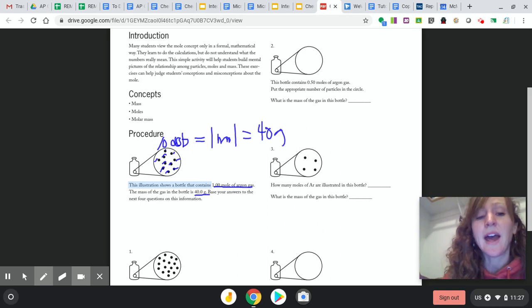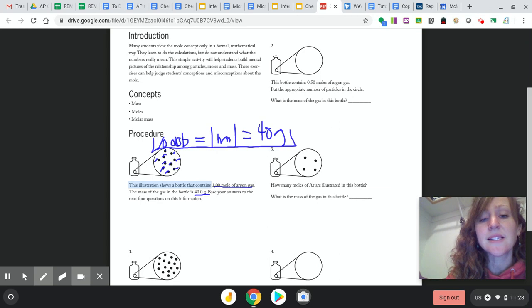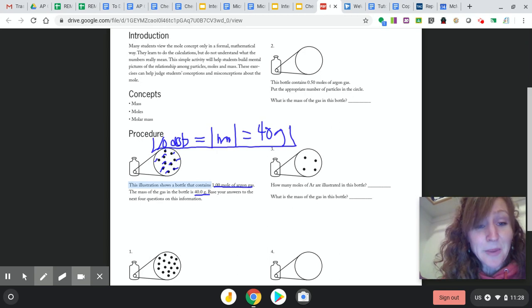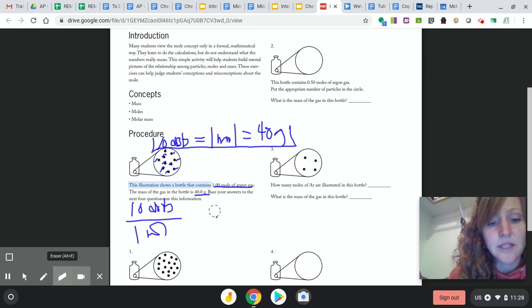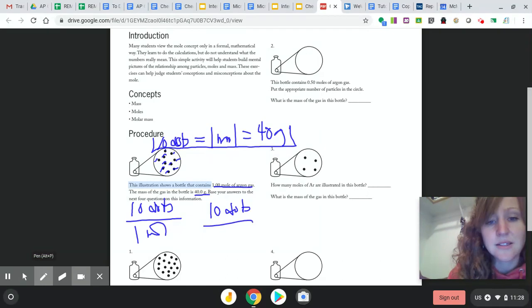All 3 of these are equal, and light bulbs should be going off in your mind right now, because when I have equivalent quantities like this, what can I build? It's all of our favorite thing: conversion factors. So I can build a bunch of conversion factors here. I can say 10 dots and 1 mole. Well, let's stick with 10 dots. 10 dots and 40 grams are the same thing. I can say 1 mole and 40 grams are the exact same thing.